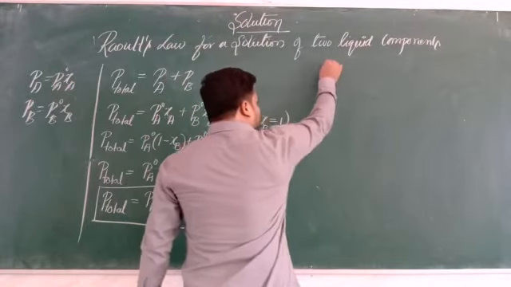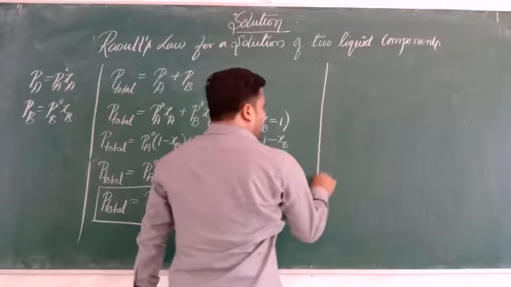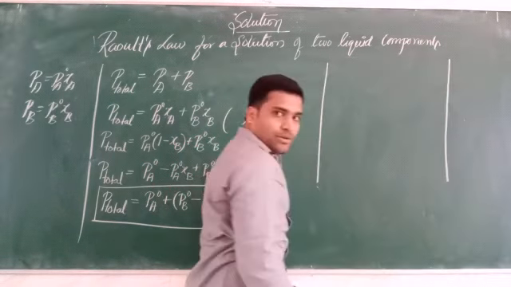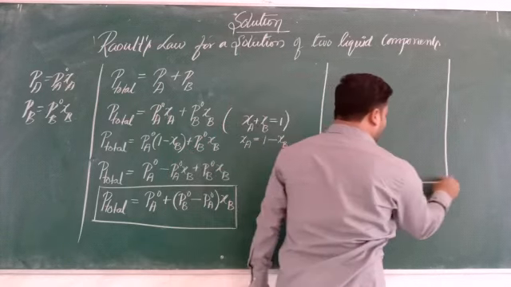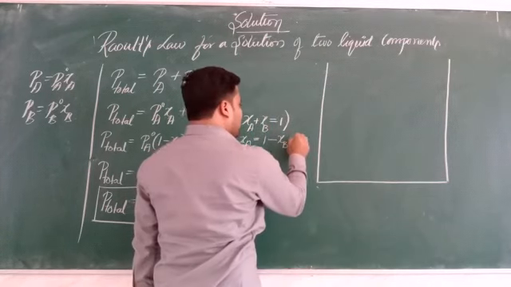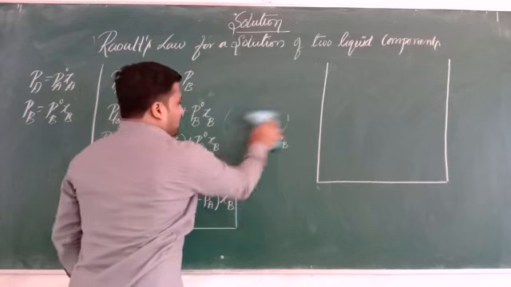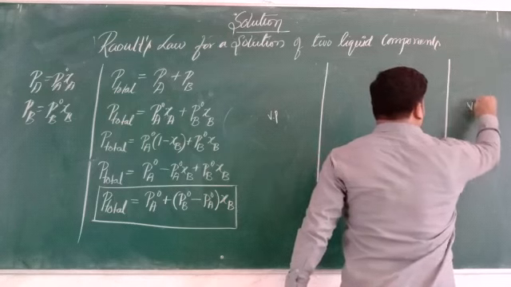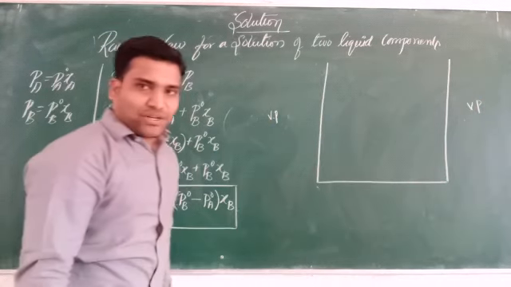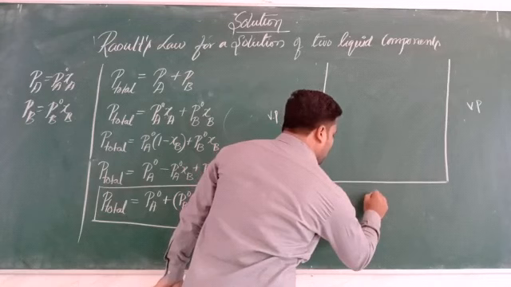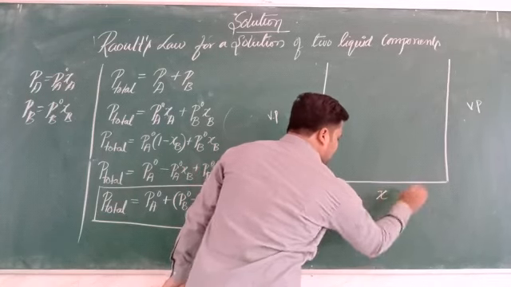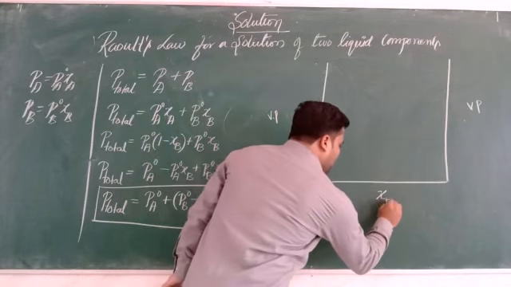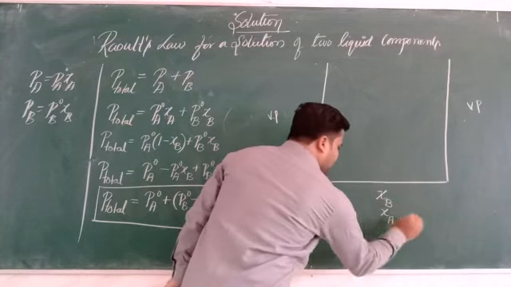Okay, now I am going to draw a graph of partial vapor pressure versus mole fraction. So this is vapor pressure, and here also it is vapor pressure. You can also call it partial vapor pressure. So here it is the mole fraction, that is x. Okay, so now ಇದು component B ಆದರೆ this is component A.